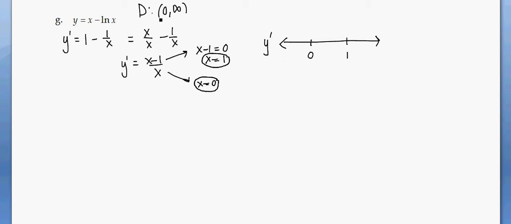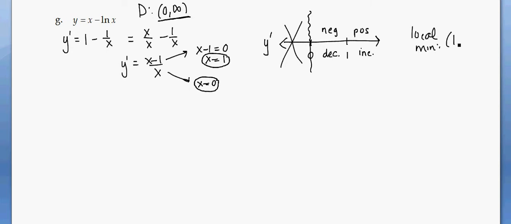Now notice that my domain only includes values that are positive, so there's really no need to ever look at anything to the left of 0. So I'm really just left with what's happening between 0 and 1, and then again from 1 to infinity. If you check the derivative, it's going to be negative on this interval and positive on this interval. So we know that the function is decreasing and then increasing. So I'm going from decreasing to increasing. I have a little local minimum at 1 comma something. And when I put 1 back into the original function, I get 1 minus the natural log of 1, which is 0. So 1 minus 0 is 1.